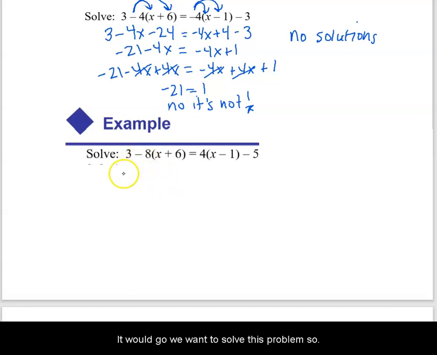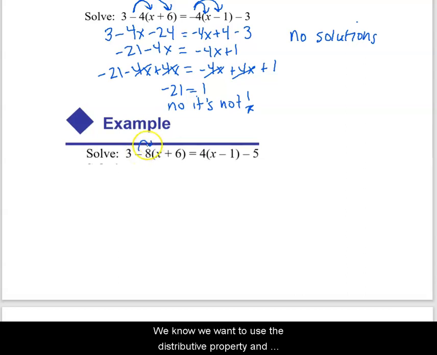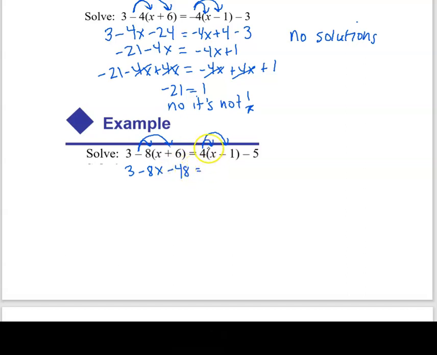Here we go. We want to solve this problem, so we know we want to use the distributive property and multiply that -8 by both things. We want to also do the 4. So we've got 3. -8 times x is -8x. -8 times 6 is -48. 4 times x, 4x. 4 times -1, -4 minus 5.